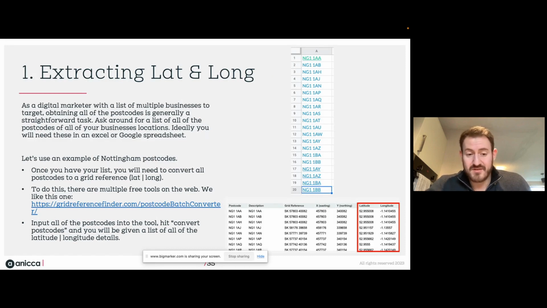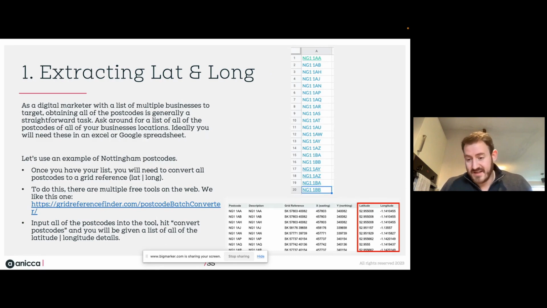If you search for convert postcode to grid reference, you'll find tons on Google already. But I've also put an example of one that we've used here for the purpose of this webinar, so feel free to use that example. All you'll need to do is take all of the postcodes in your list, input them into the tool, and then hit convert postcodes.